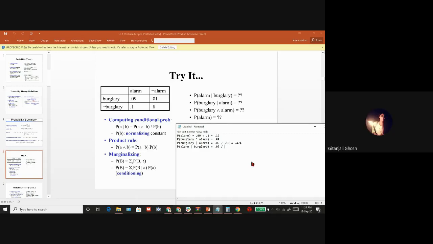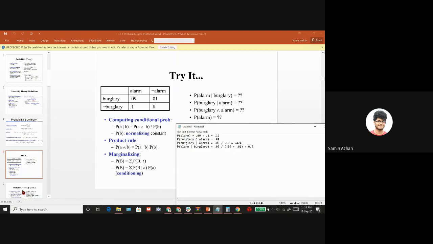Which two numbers should we add to calculate the probability of burglary? 0.09 plus 0.01. So now if I put that in my calculator, it's going to give me 0.9.